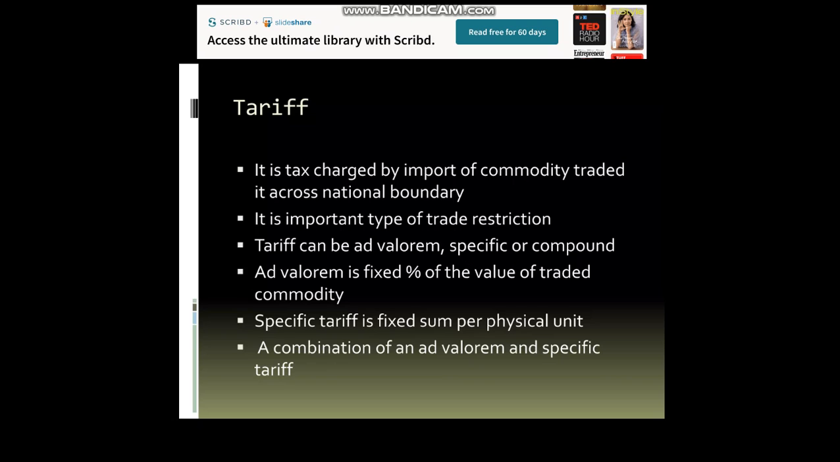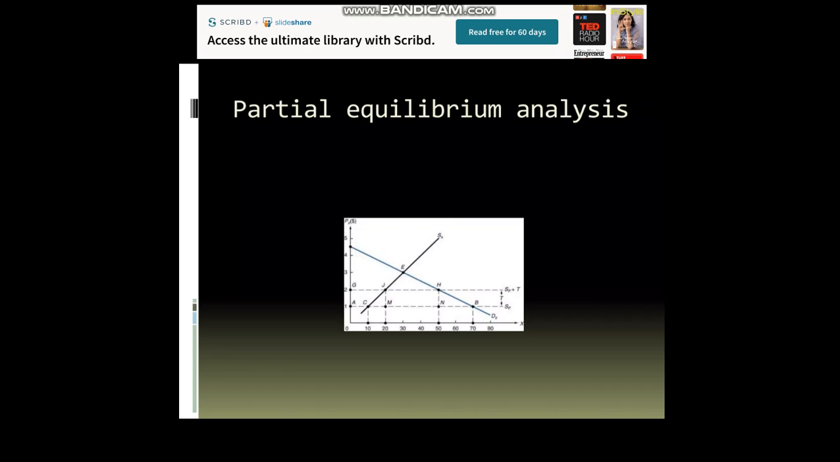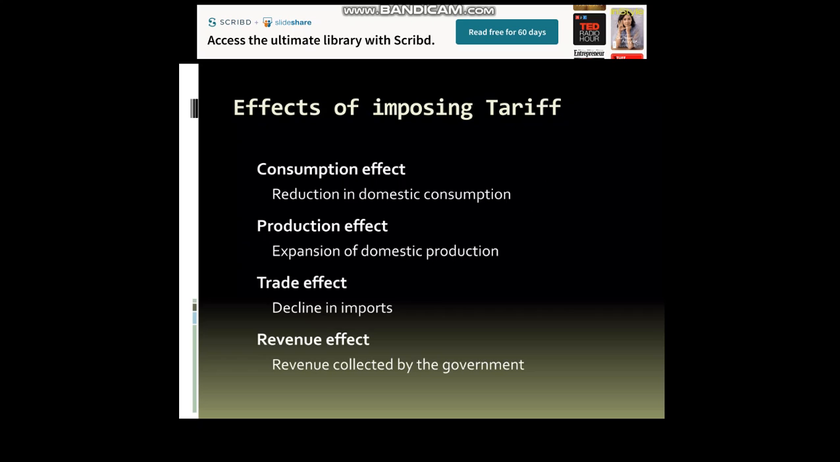Ad valorem is a fixed percent of the value of the traded commodity. Specific tariff is a fixed sum per physical unit. Compound is a combination of an ad valorem and a specific tariff. Effects of imposing a tariff: consumption effect, reduction in domestic consumption; production effect, expansion of domestic production; trade effect, decline in imports; revenue effect, revenue collected by the government.